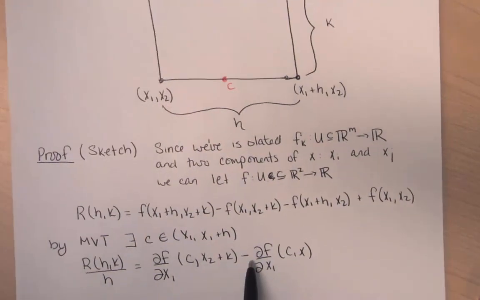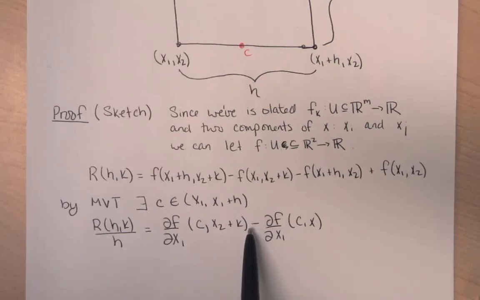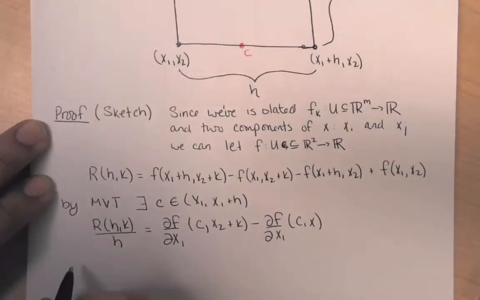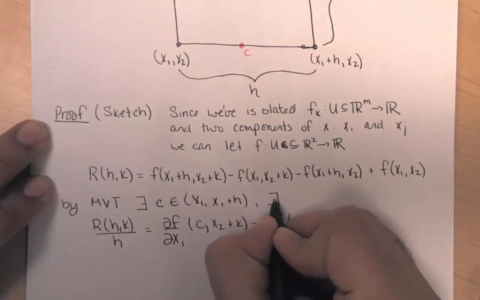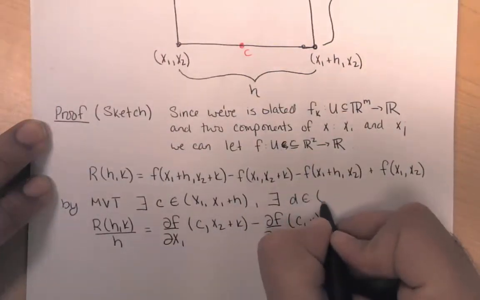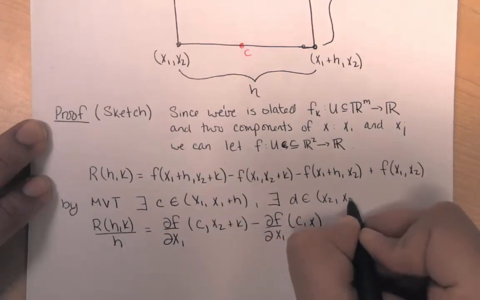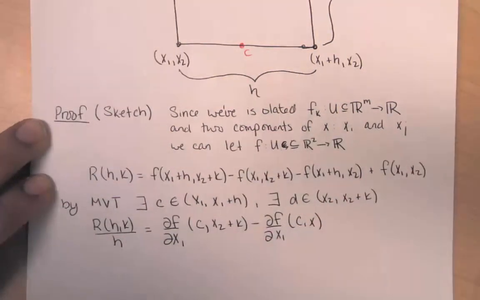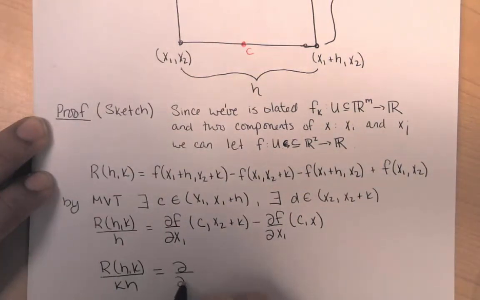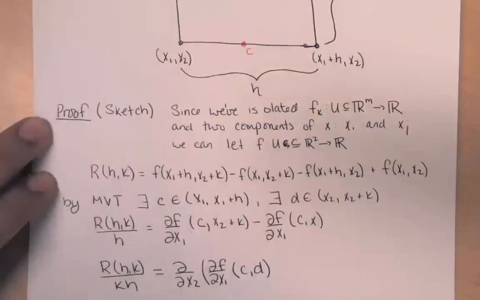Now again, I have a difference function, and because my function is twice differentiable, I can apply the mean value theorem again. So I can say now, right here in the x2 component is my difference, there exists a d in the interval x2 to x2 plus k, so that this is the derivative with respect to x2 of the derivative of f with respect to x1 evaluated at C and D.